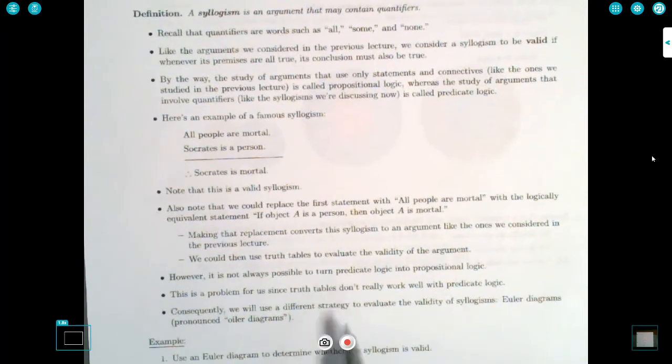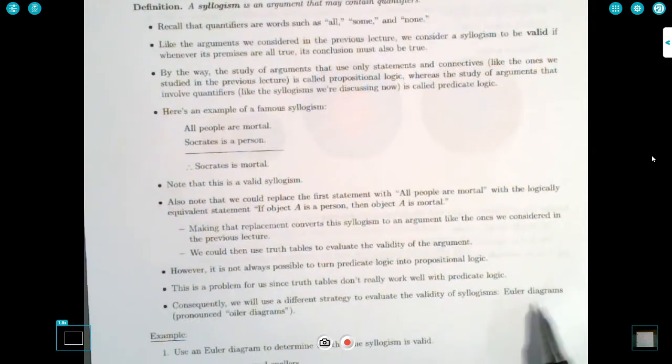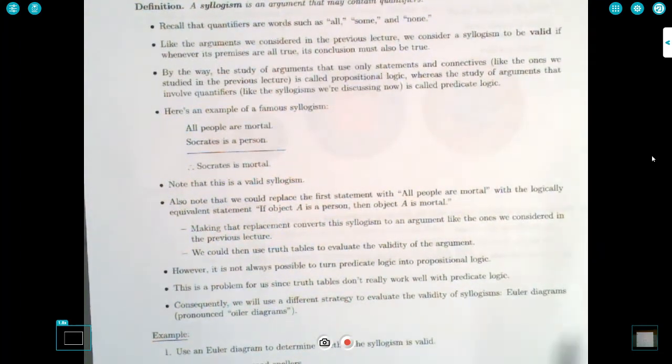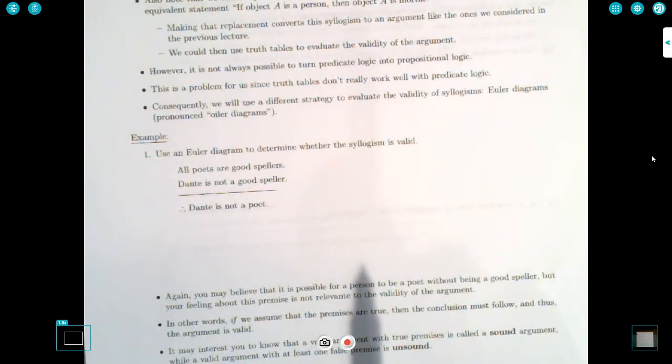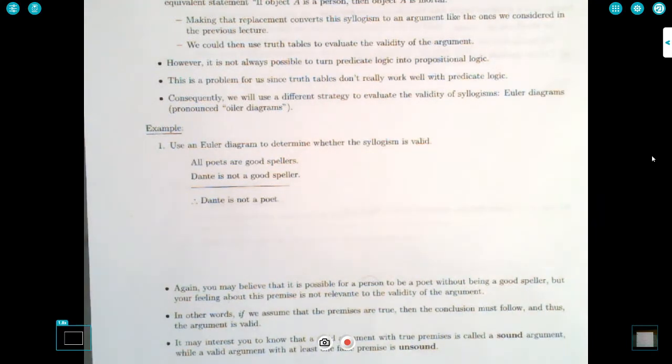So consequently, we're going to use a different strategy to evaluate the validity of syllogisms. And the strategy we're going to use is we're going to look at Euler diagrams. And I know it's kind of weird. The name is spelled E-U-L-E-R, but it's pronounced Euler. Okay, so we're going to evaluate the validity of syllogisms using Euler diagrams. So without further ado, let me just give you an example of how we would do this. Now we actually saw some Euler diagrams earlier on before we even started talking about logic. So you should have some idea of what an Euler diagram is, but if not, you'll get the hang of it as we go through these examples.